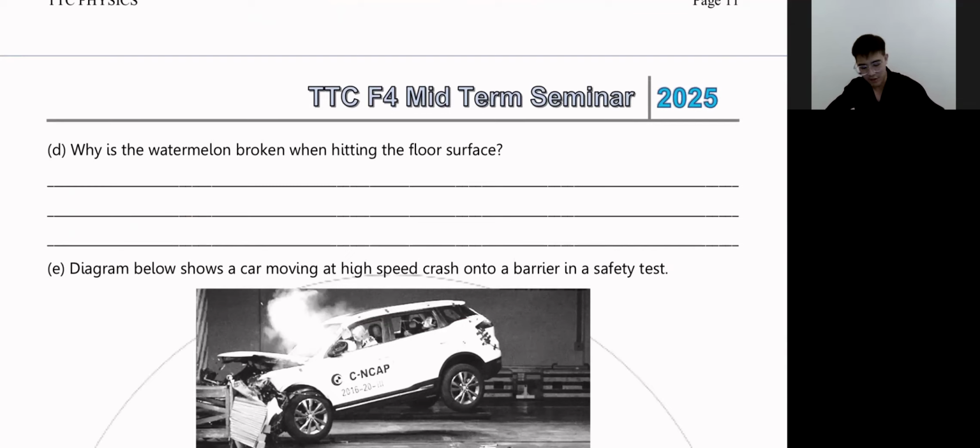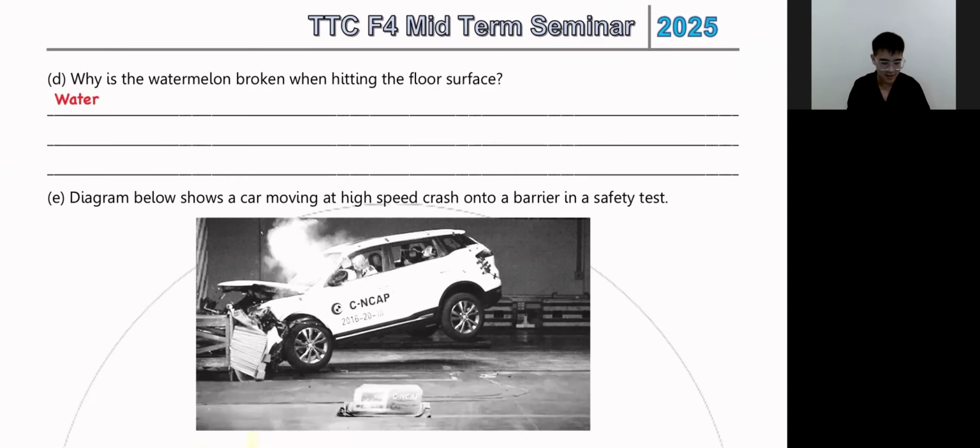Why? Now this one we discussed just now, right? For the most obvious answer, it is because the watermelon cannot withstand the force. So that's why it breaks. But why can it not withstand? Because the force is too big. So what you need to write here is very simple.